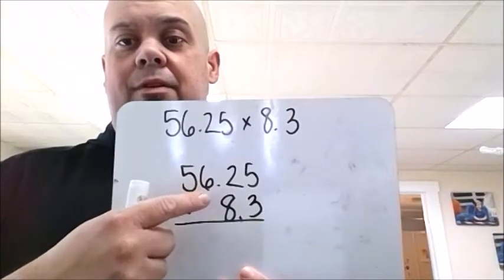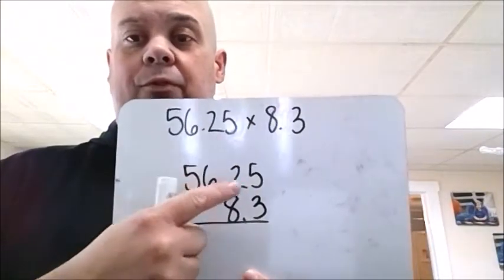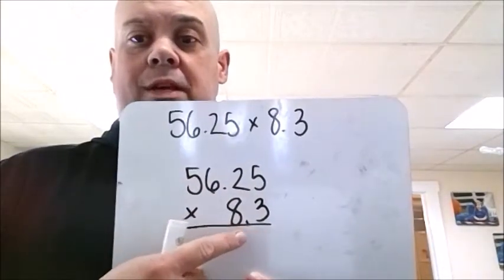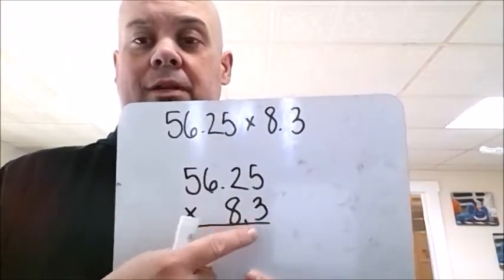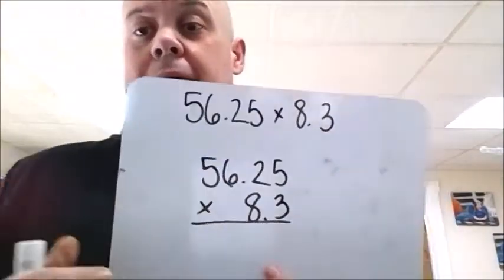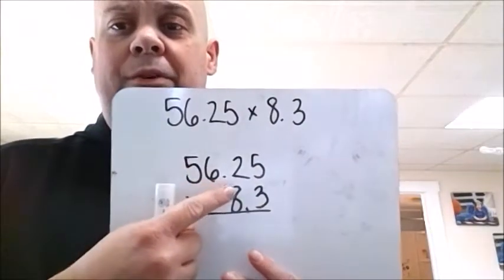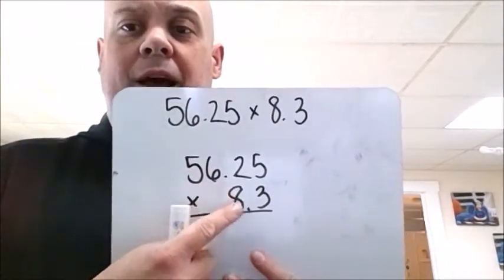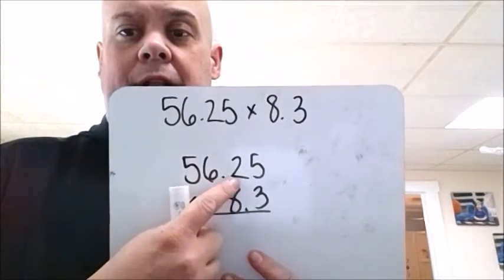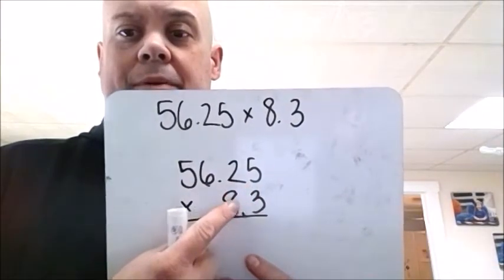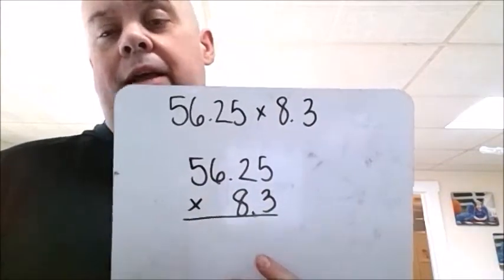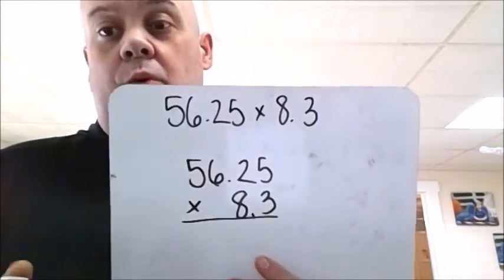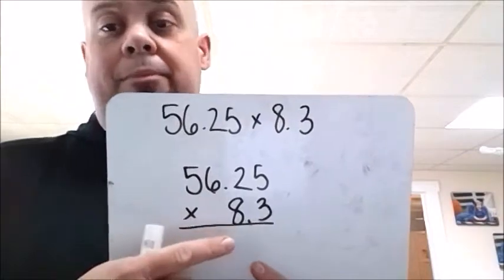So 56 and 25 hundredths has 4 digits. 8 and 3/10 only has 2 digits. So you want to put this one on the bottom because then it's less to multiply with. Also, I want you to notice decimal points are not lined up. The last 2 digits of the top number and the 2 digits of the bottom number are lined up. They are not lined up by place value or with the decimal points.